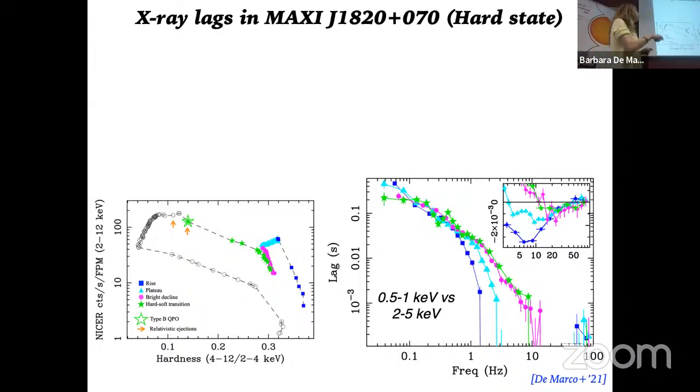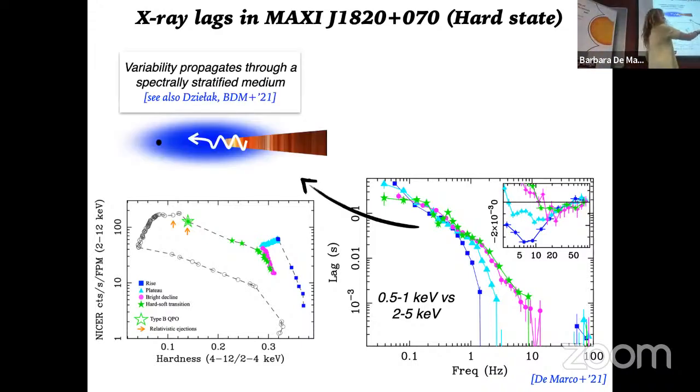So we studied all these observations. Here are some examples. Again, this is a plot of time delay as a function of temporal frequency. What we observed was that the first feature is this positive lag here. These positive lags are hard lags, as I mentioned before. It means that the harder photons lag behind the softer photons. And this is something that is very common in black hole binaries, as I said.